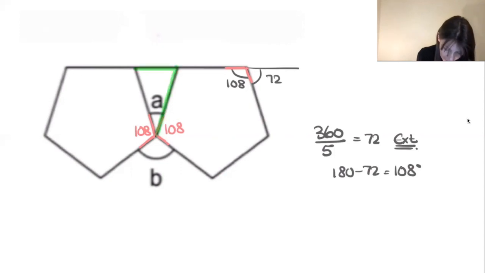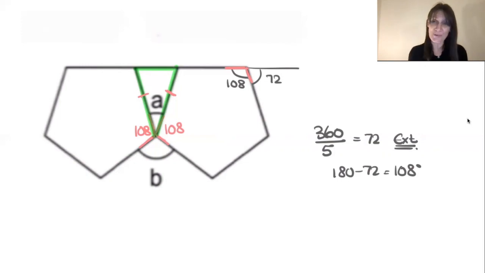So I've got a triangle here, which is isosceles, and I have to spot that for myself because this edge here and this edge here are equal. They are sides of the pentagon. So those sides are the same length, which means they are the same length for the triangle that it creates there. So I've got an isosceles triangle happening in that particular place.